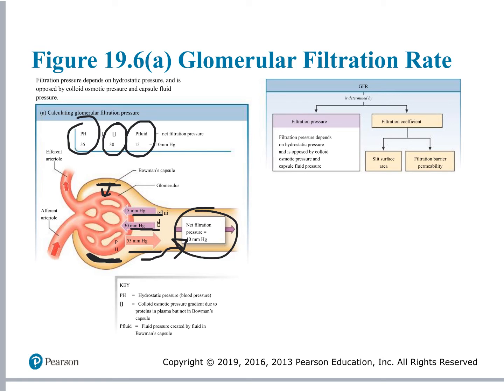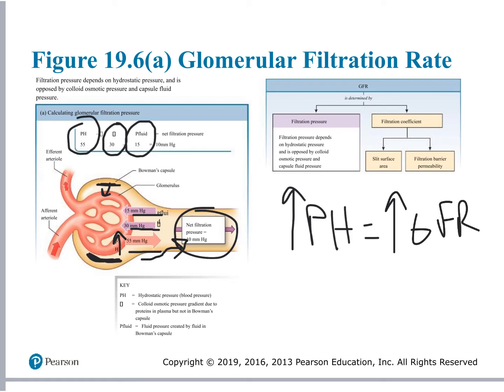Let's take a quick look at what happens if we change some of these pressures. How does that affect the filtration rate? What if there is an increase in the hydrostatic pressure of the glomerulus? How would that affect the filtration rate? If we increase this hydrostatic pressure, then we're going to increase the glomerular filtration rate.